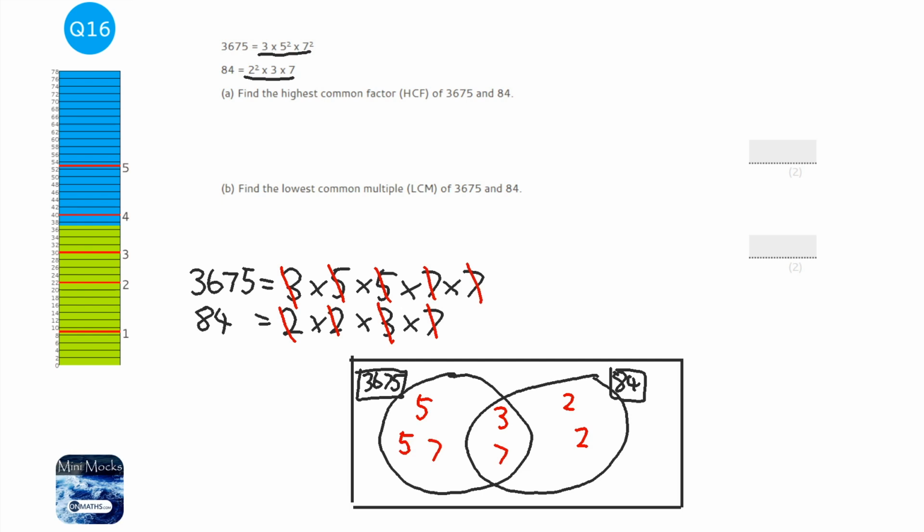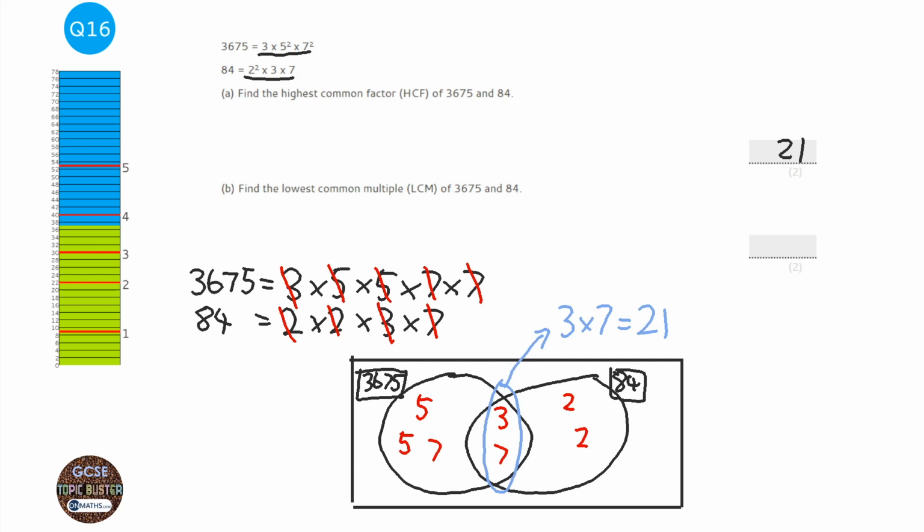Now to answer question A, to find the highest common factor, all you need to do is multiply the overlapping ones together. So the highest common factor is 21, and that's it. Here we are, it's that easy.